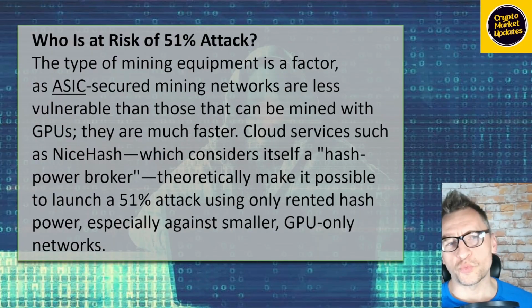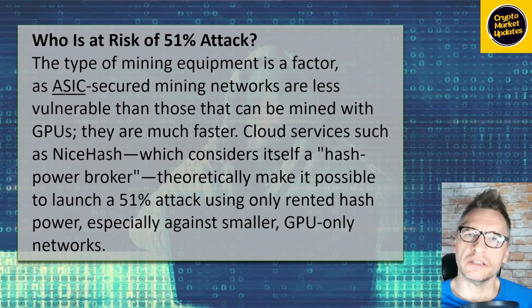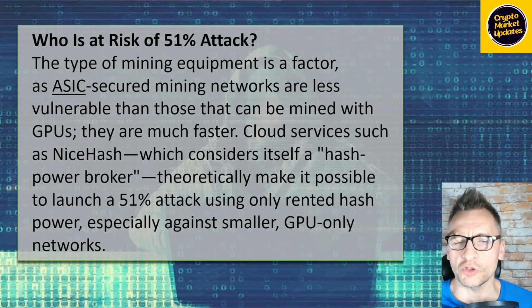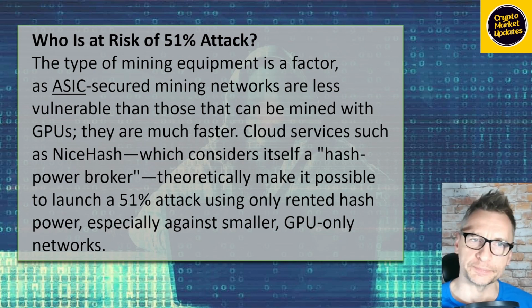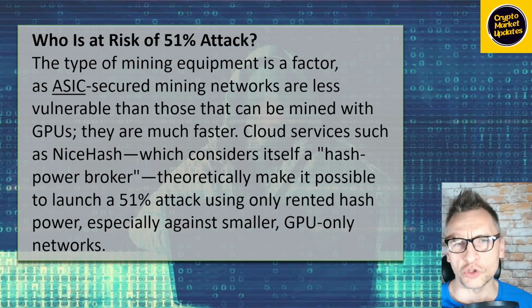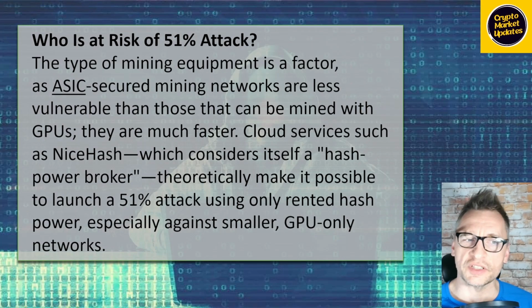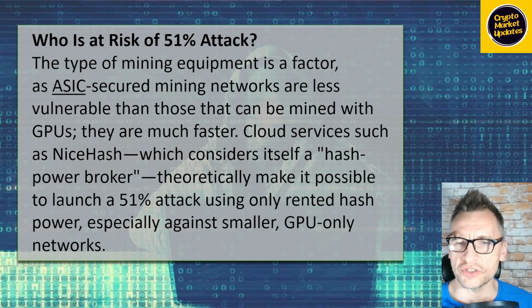So who is at risk of a 51% attack? You might ask yourself, so what? Who cares? I'm not involved in that. But who is at risk of a 51% attack? The type of mining equipment is a factor, as ASIC-secured mining networks are less vulnerable than those that can be mined with GPUs, as they're much faster, obviously. Cloud services such as NiceHash, which considers itself a hash power broker, theoretically make it possible to launch a 51% attack using only rented hash power, especially against smaller GPU-only networks.